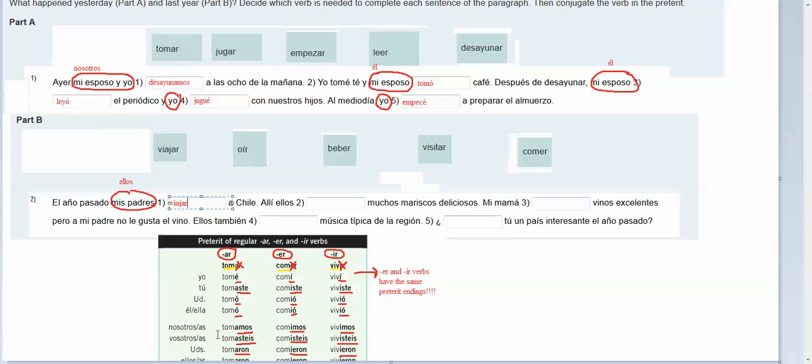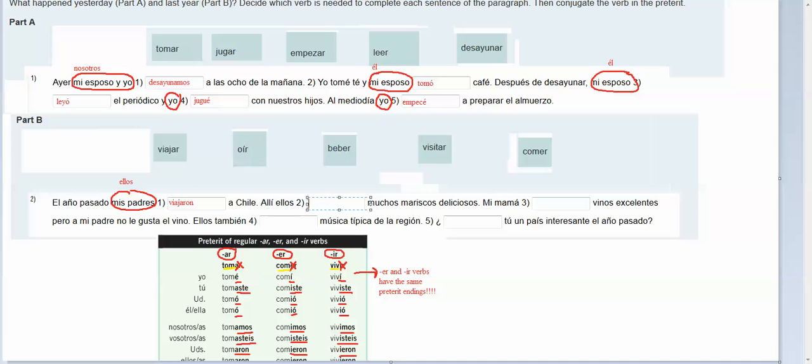If it's an AR verb and it's ellos, if I scroll down, it's kind of cut off at the bottom, but it's ARON. So what I would do is I would get rid of that AR and I would add ARON. So here, allí ellos blank muchos mariscos deliciosos. Mariscos is seafood, so they probably ate a lot of delicious seafood, which is comer.